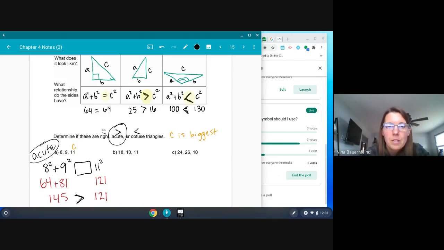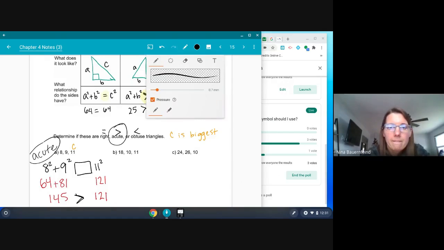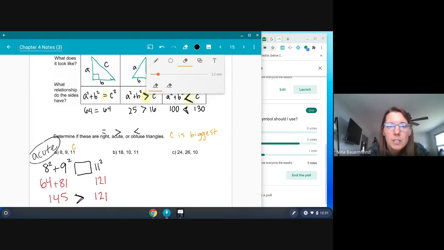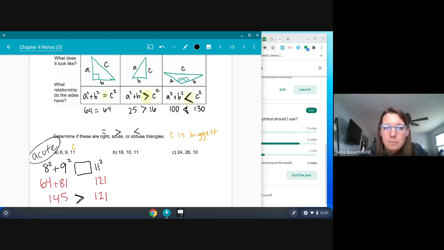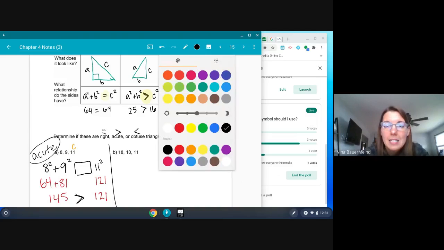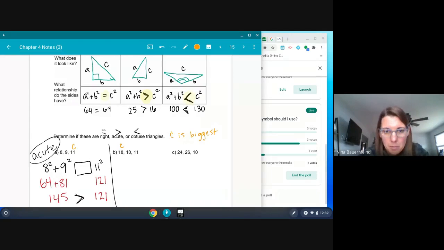All right. Let's try the next one. So this next one, the C is going to be 18 because 18 is the biggest number. Okay, so when we set this up, we're going to go 10 squared plus 11 squared, and then we're going to put 18 squared on the side. If you want to put a box here, you can, or just leave a big space.